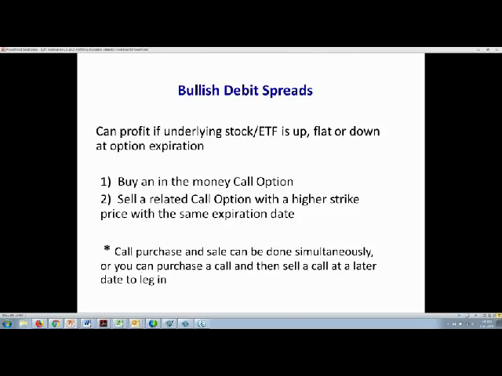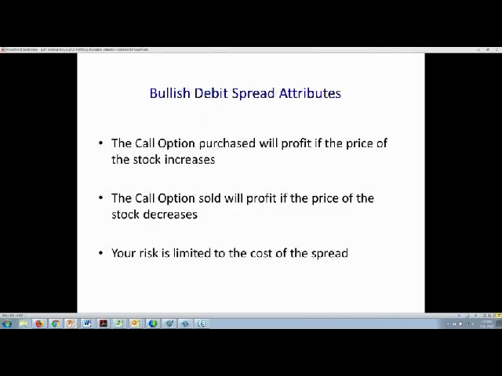You can create a debit spread by buying an in-the-money call option and then selling a related call option with a higher strike price with the same expiration date. The call purchase and the call sale can be done simultaneously, or you can purchase a call, use the money management guidelines when you purchase the call, and then if you have a profit in that call at a later date, you can sell a call to leg into the spread. So we like to use both methods to enter debit spreads.